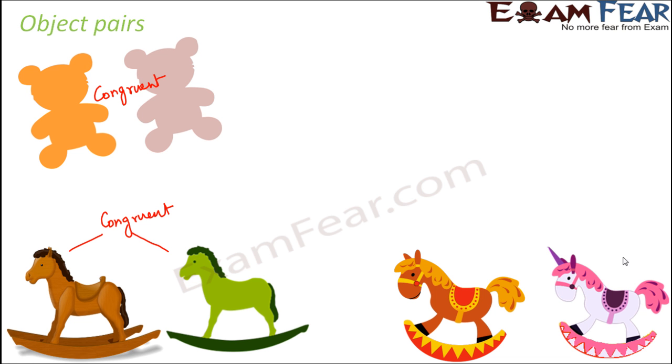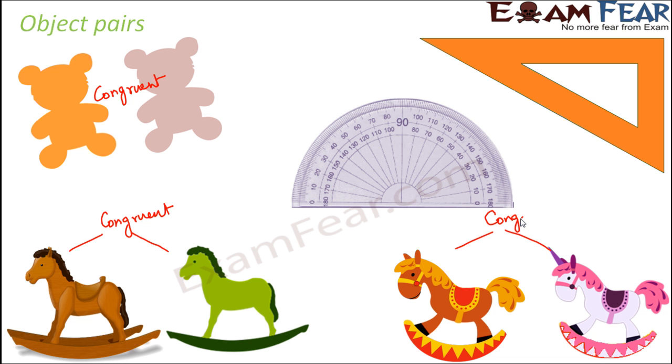Similarly, if you bring a horse like this, see here also you can say that these two horses are congruent. So basically, whenever you are trying to find out if two images or if two objects are congruent or not, all you need to bother about is their shape and size.